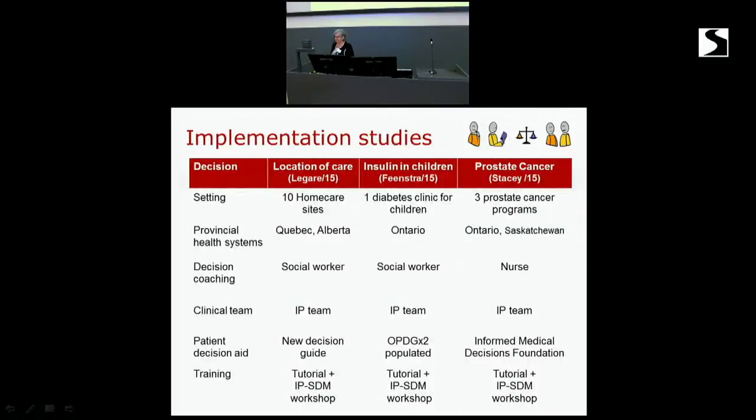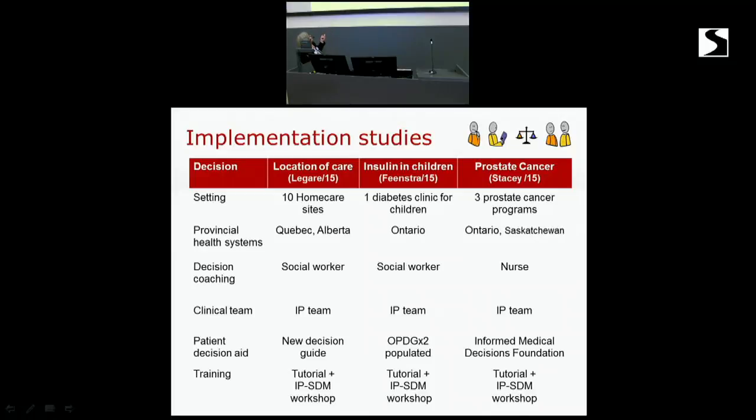So in terms of the implementation studies that I've been involved in, I've actually been involved in a number, but I wanted to give you three examples. The first one is around location of care for frail elderly, whether to continue living at home or to move into some kind of care facility. The second study is around use of insulin pump in children with type 1 diabetes. And the third study is around prostate cancer treatment.